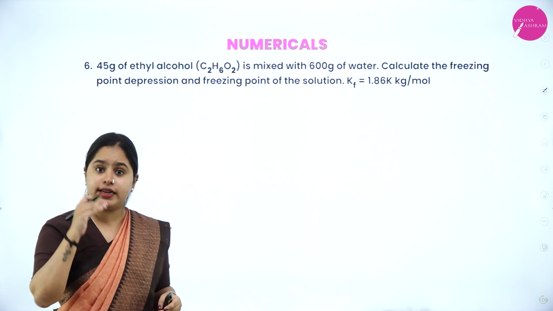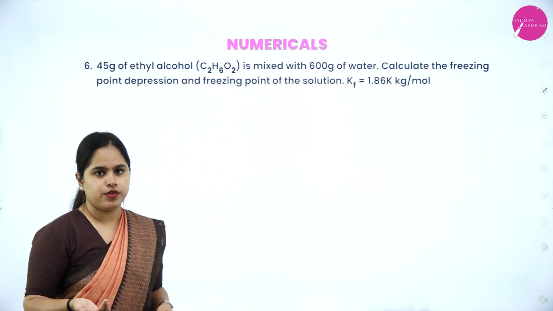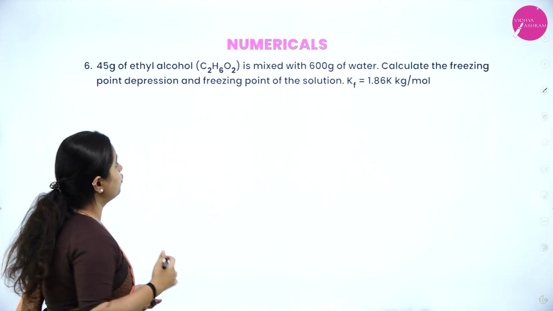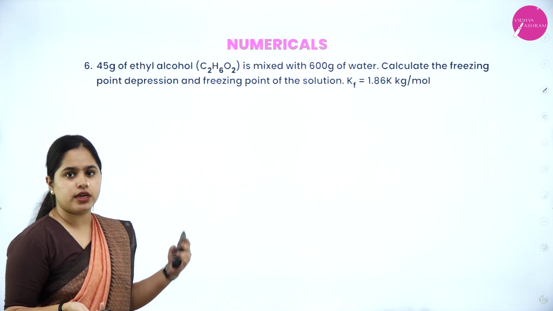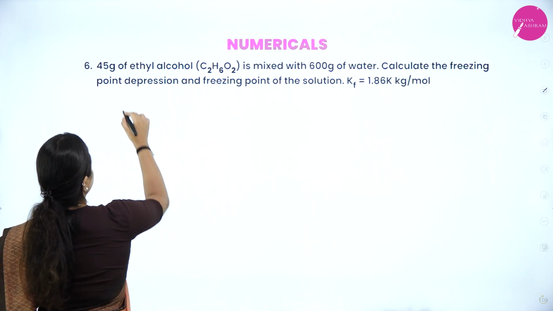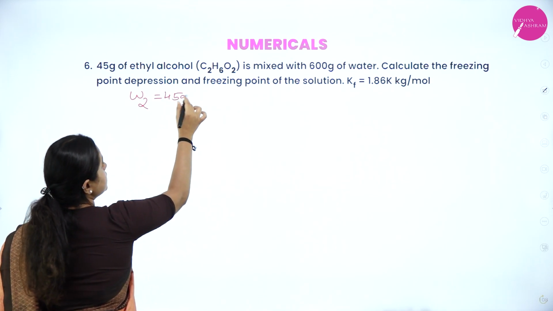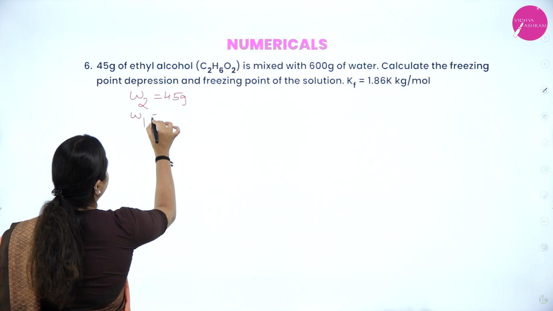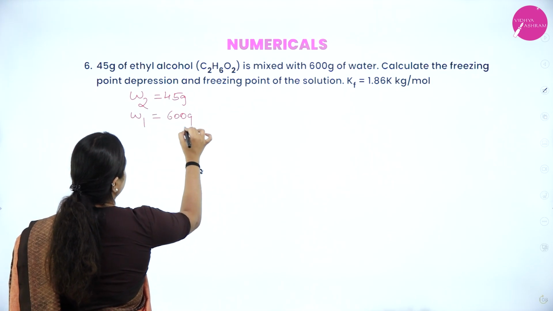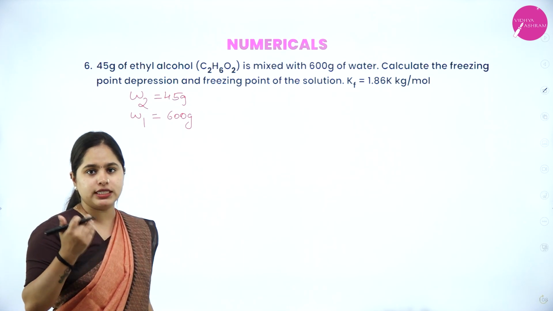That is, you have to calculate delta Tf as well as Tf, right? Yes. So, let's see. 45 gram of ethyl alcohol is mixed with 600 gram of water. So, what's the solute here? It is ethyl alcohol, right? So, W2 is given as 45 gram. It is mixed with 600 gram of water. So, the solvent is water, W1 is 600 grams. Now you have to calculate the freezing point depression.